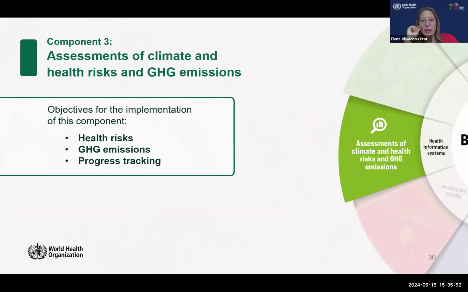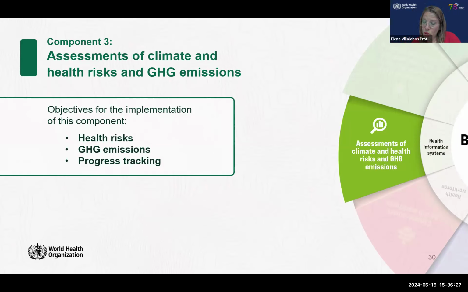As objectives related to component 3, we are entering then in the health information systems building block. Basically, we have objectives for countries to be able to assess the health risk from climate change, which we do by conducting a climate change and health vulnerability and adaptation assessment. Probably you already participated in the webinar we conducted a few days back on this specifically.